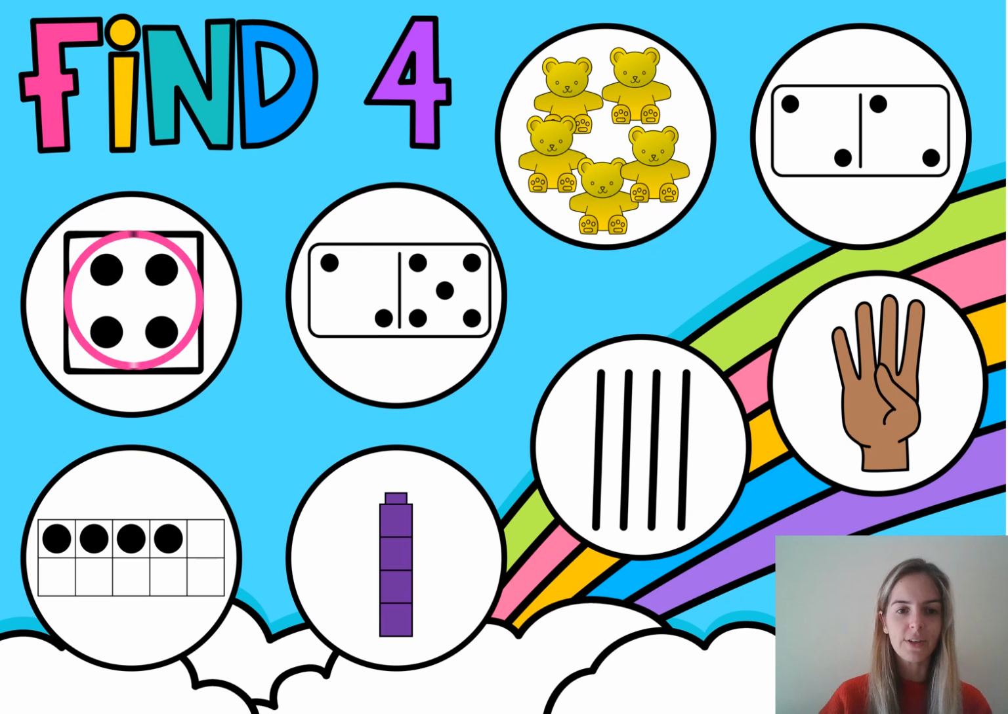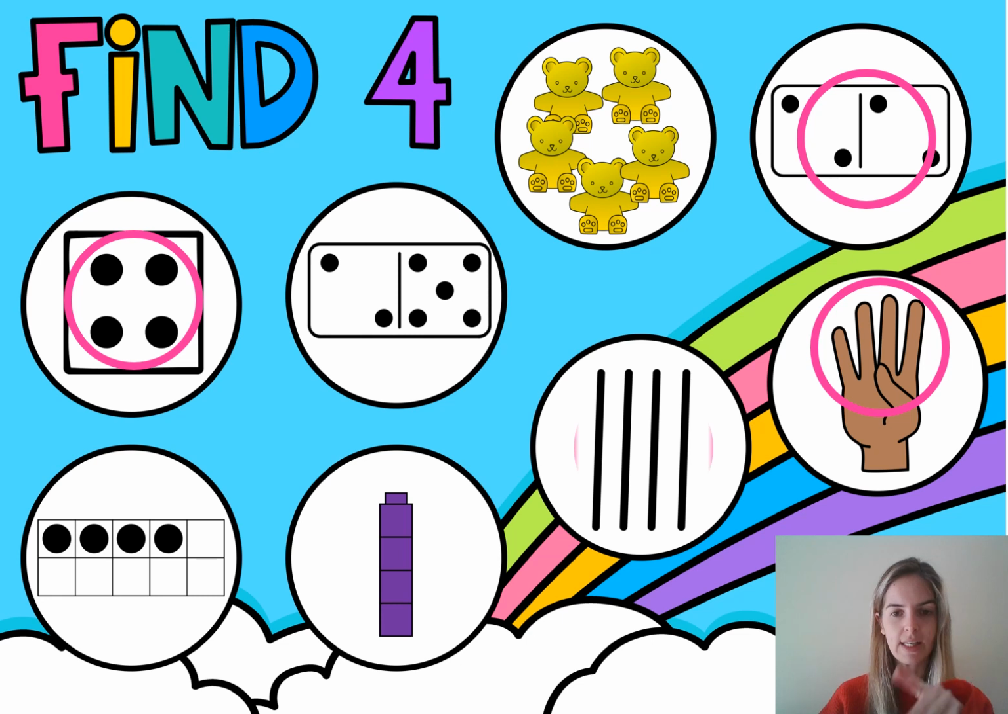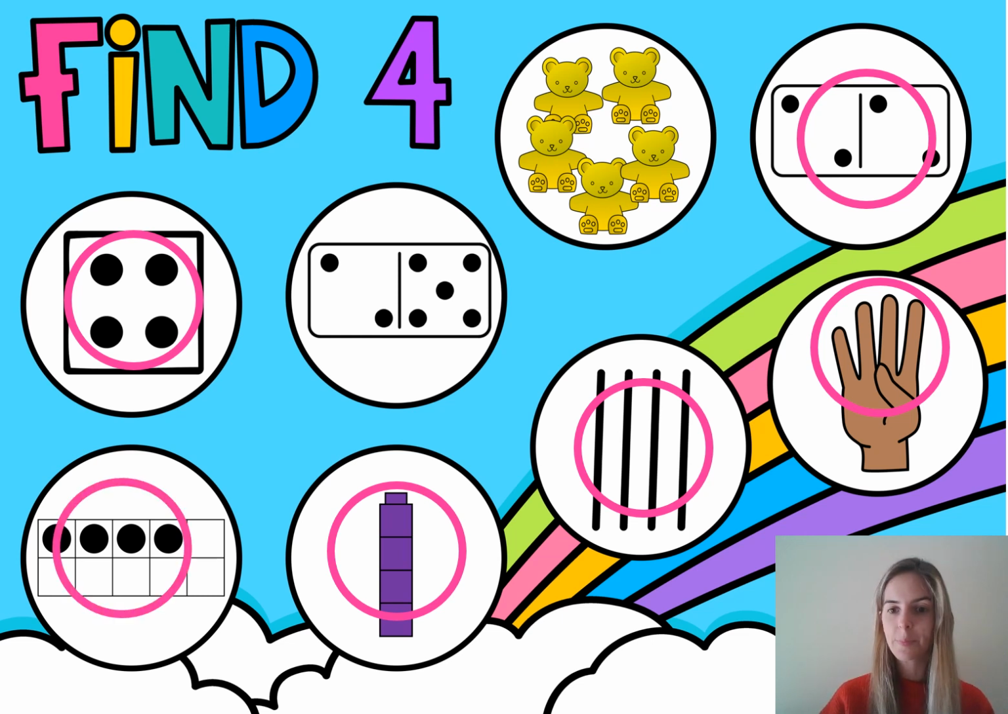Okay, so let's have a look. I've got 4 on a dice. I have 4 on a domino, and that looks like 2 and 2. I have 4 dancing fingers. I have 4 tally marks. I have 4 blocks. And I think, oh, there's one more. We have 4 on a tens frame.